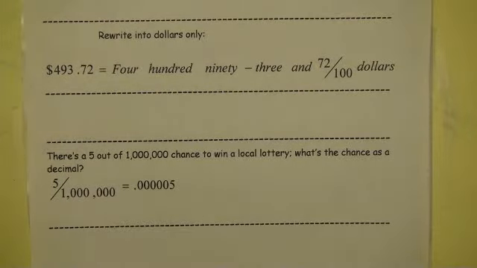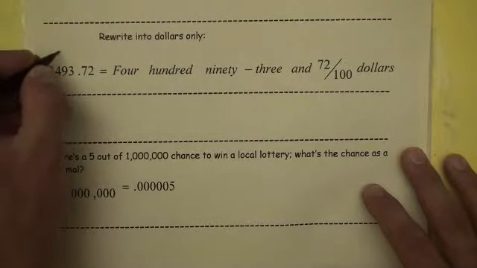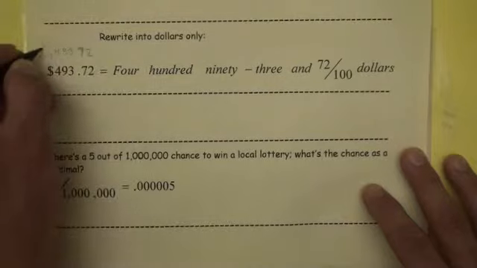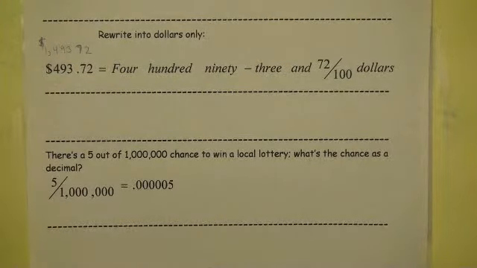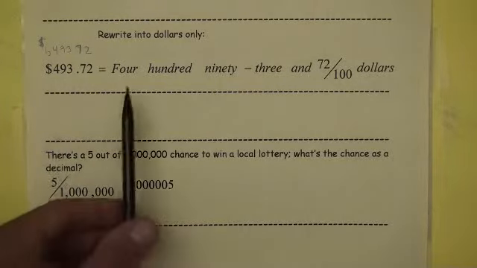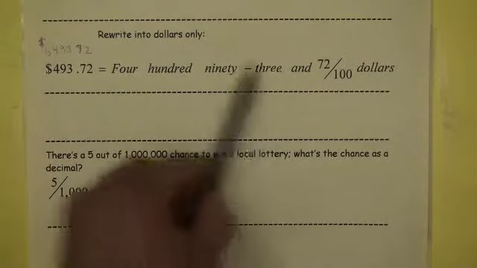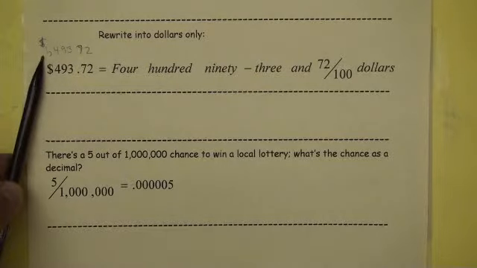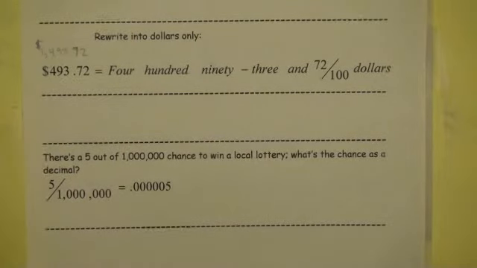The comma would only come after an actual comma in the problem. So let's say it was 1,493 and 72 cents. Okay? In this case, we would say 1,000, comma 493 and 72 over $100. So we would only put commas in the written word in the places that have commas in the number. So it would be 1,000, comma 493 and 72 over $100.